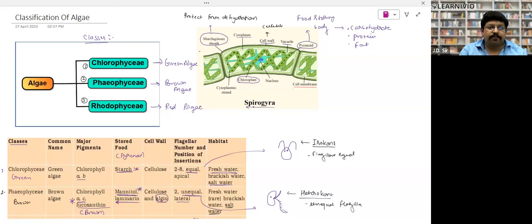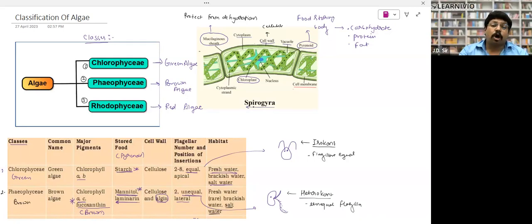The Spirogyra itself, look, is a thread-like structure where the outer covering is mucilaginous. It protects from dehydration, right? There is a cytoplasm. Again, there is a cell wall which is made up of cellulose. There is a vacuole. There are some bodies which are called pyrenoids. They are food storage bodies. Try to understand: these pyrenoids are found in the chloroplast. Clear? They remain sunken in the chloroplast, deep inside the chloroplast, right?